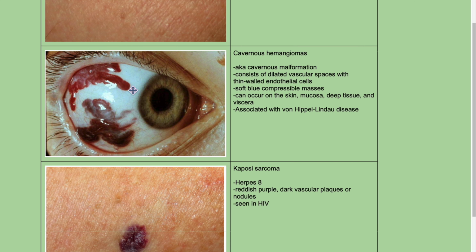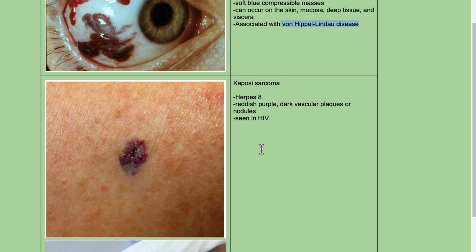Ooh, that's a cool eyeball. Cavernous hemangiomas, also known as cavernous malformations, consist of dilated vascular spaces with thin-walled endothelial cells, softly compressible masses. Can occur on the skin, mucosa, deep tissue, and viscera. Associated with von Hippel-Lindau disease, and moving on.